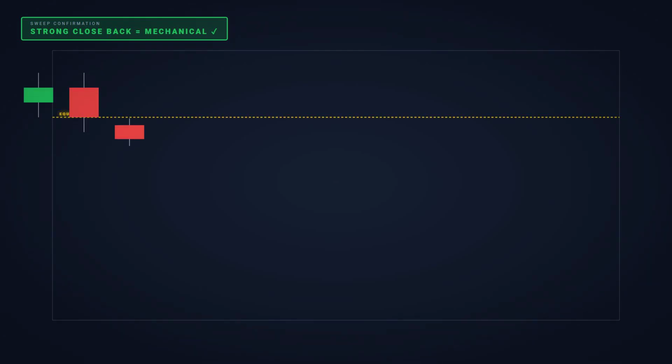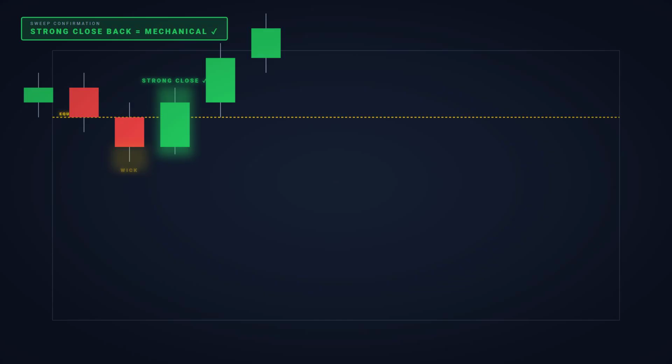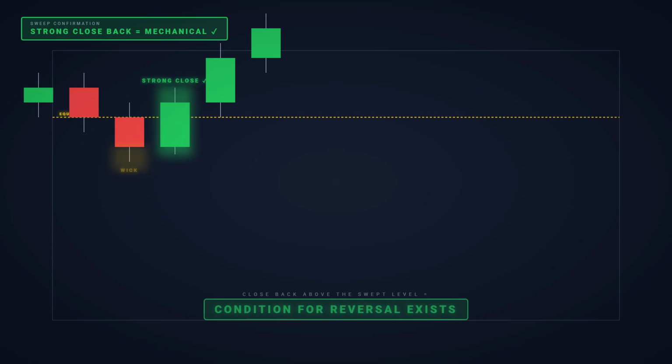On screen, you can see exactly what this looks like in real time. Price drops below the equal lows. That's the sweep. There's a sharp wick below the level. Then price closes back above the swept level on the next candle or within the same candle. That close back above is your mechanical confirmation. The sweep happened. The orders were collected. The condition for a reversal now exists.